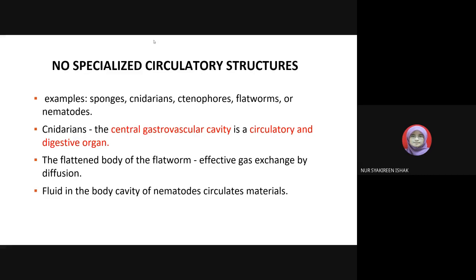For flatworms, the name describes the body of those worms. They have a flattened body, so they will depend on the gastrovascular cavity for effective gas exchange by diffusion. Because the body plan is flat, it is enough for this organism just to depend on the gastrovascular cavity to distribute respiratory gas and nutrients throughout the body. Fluid in the body cavity of the nematodes circulates materials, including nutrients and respiratory gases.